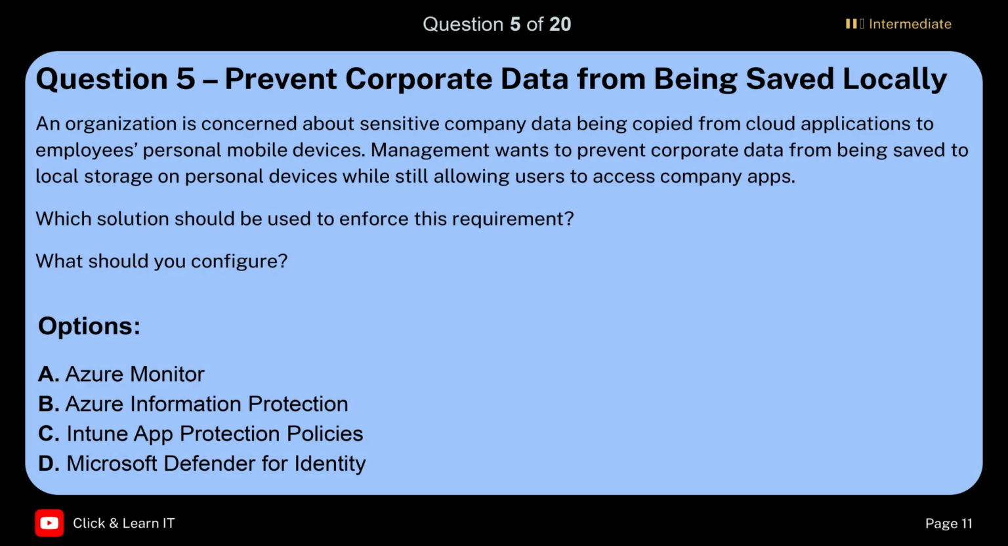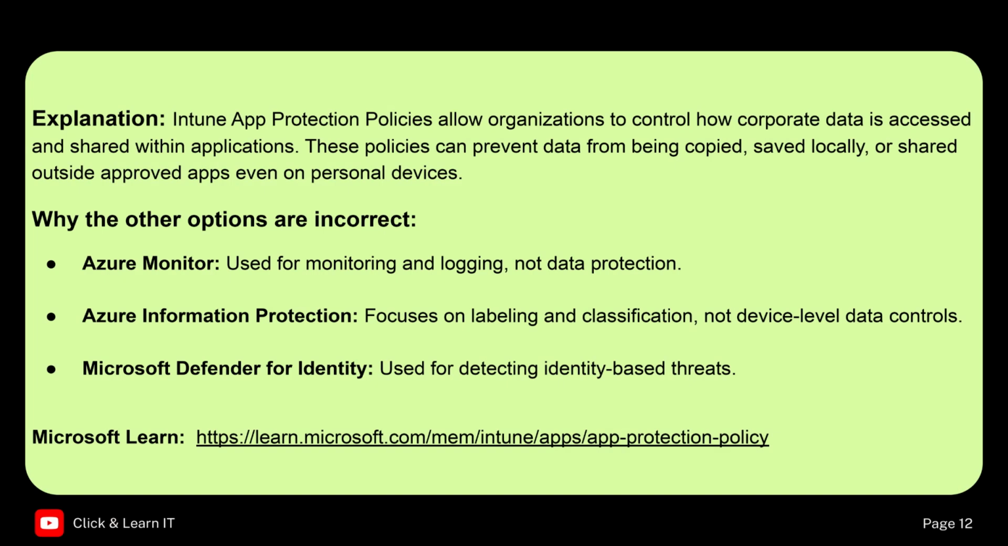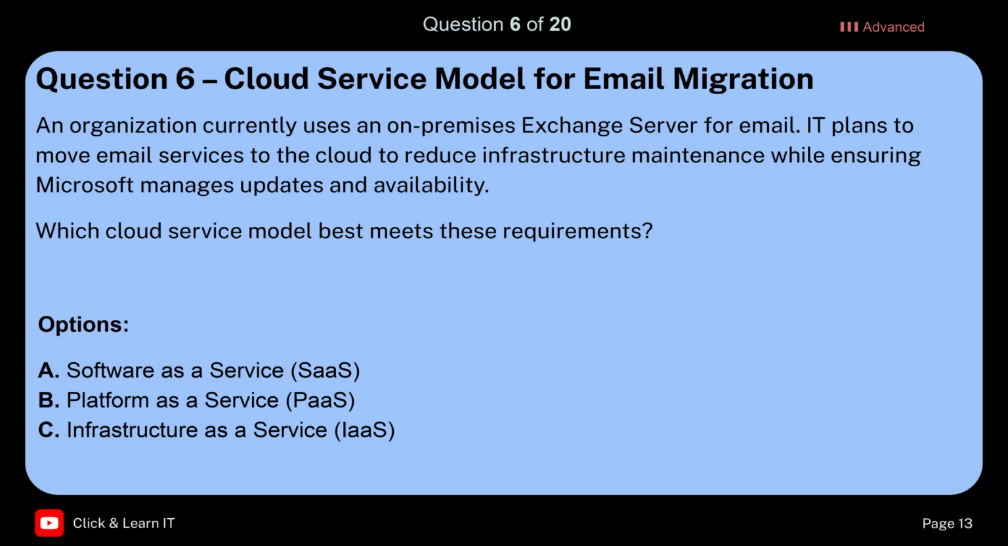Question 5. An organization needs to prevent corporate data from being saved locally to personal mobile devices while still allowing users to access company apps. Which solution should be used? The correct answer is C. Intune app protection policies. These policies control how corporate data is accessed and shared within applications, preventing local saving or sharing outside approved apps.